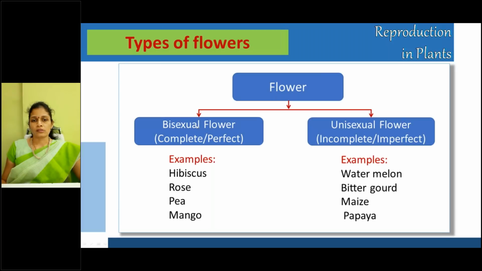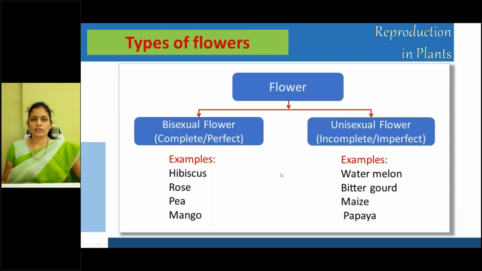Bisexual flowers are also called complete flowers or perfect flowers. Examples are hibiscus, rose, pea, mango. Unisexual flowers are also called incomplete flowers or imperfect flowers. Examples are watermelon, bitter gourd, maize, and papaya. Let us learn about these bisexual and unisexual flowers in our next slides.